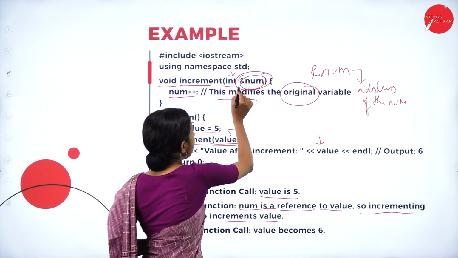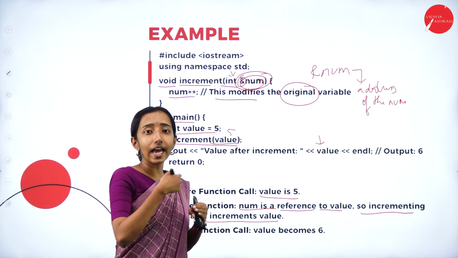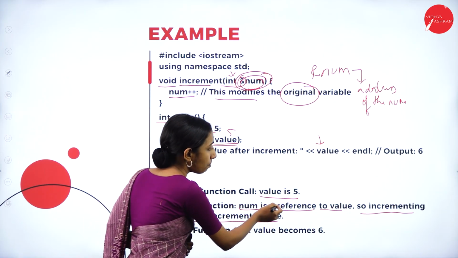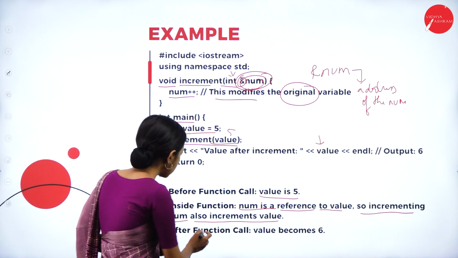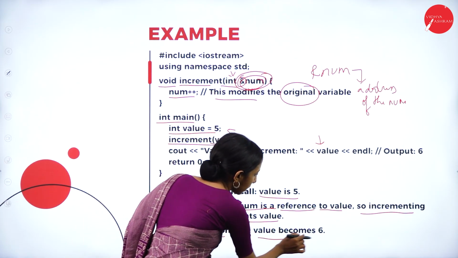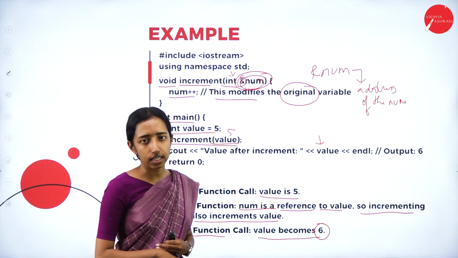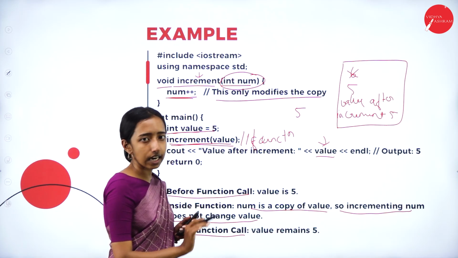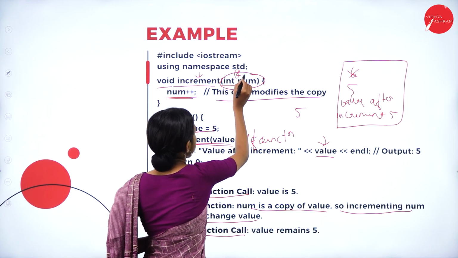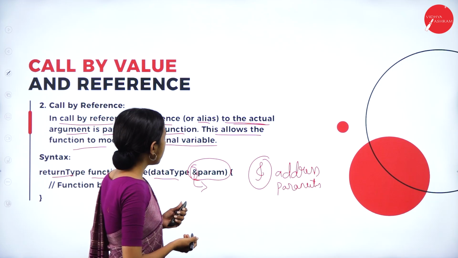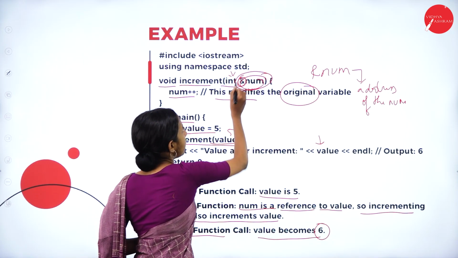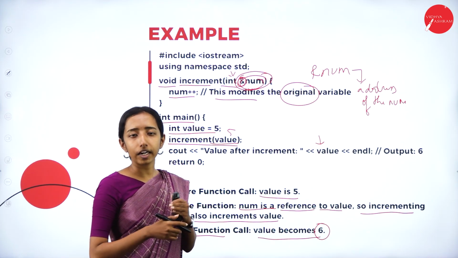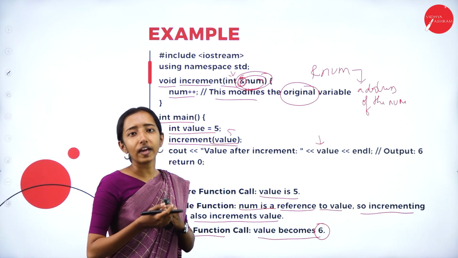Why? Because we are using the address. We are passing the actual argument. That's why inside the function, num refers to the value. So after the function call the value becomes 6. Previously, you can see, we just took int num, with no & operator or & symbol. But here we are using &. That's why it is call by reference. We are passing the actual argument, the actual address of the parameter we have taken.